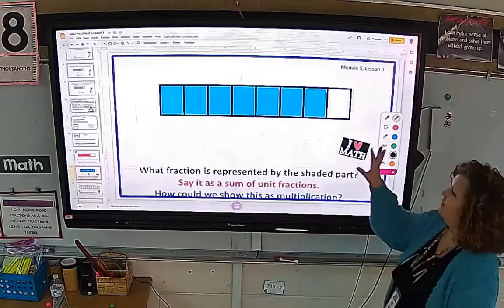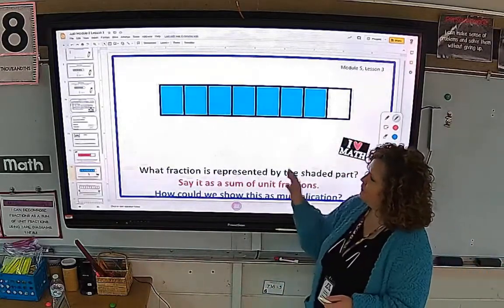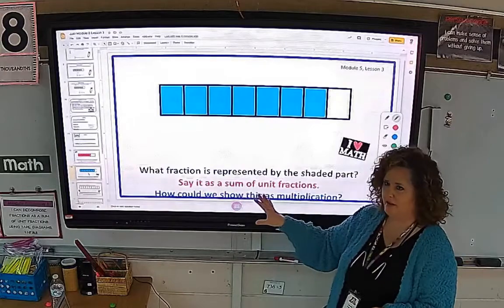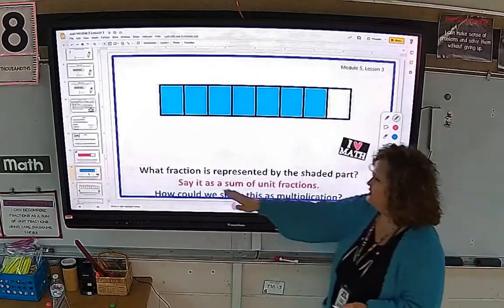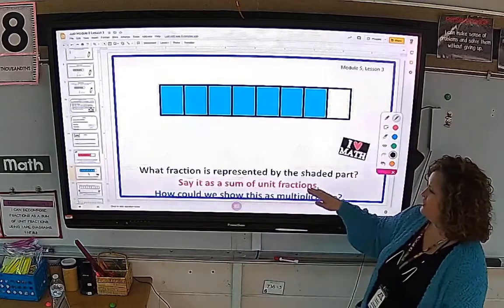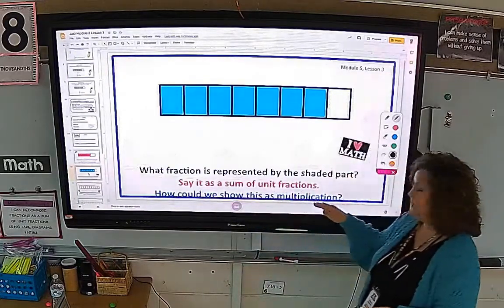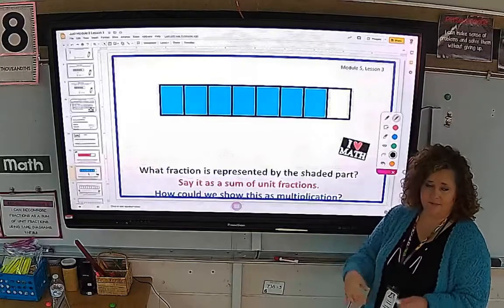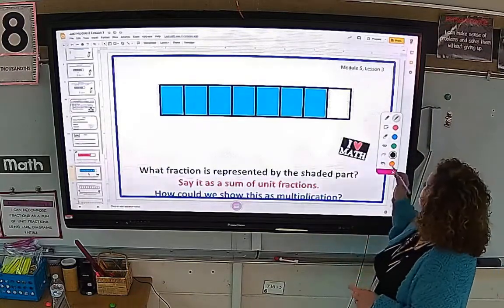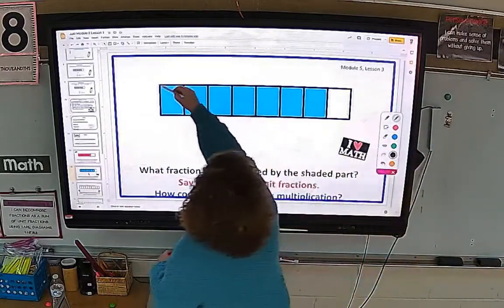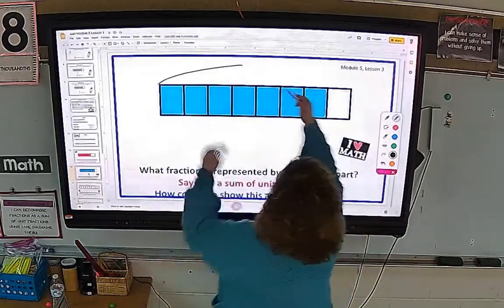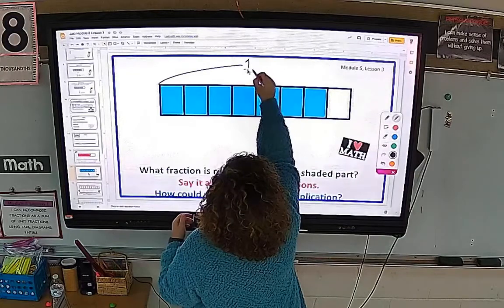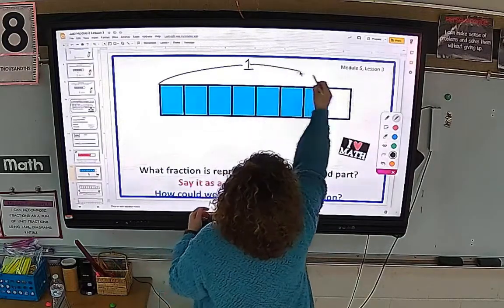So here we have another tape diagram, and we're going to answer these 3 questions about it as well. What fraction is represented by the shaded part? Say it as a sum of unit fractions. How could we show this as multiplication? Same 3 steps, same 3 questions. Once again, if it doesn't show that this is one whole, we're just going to know that this is one whole.